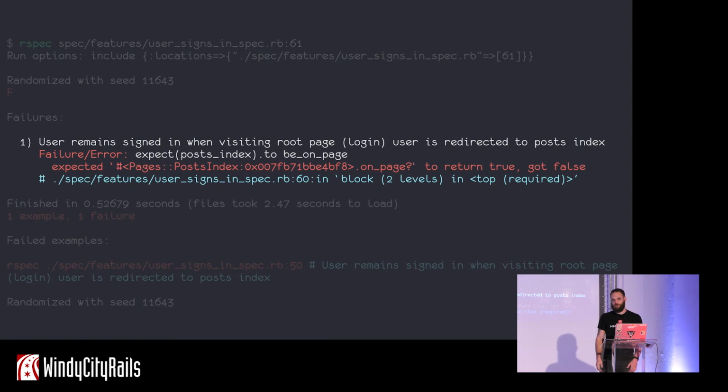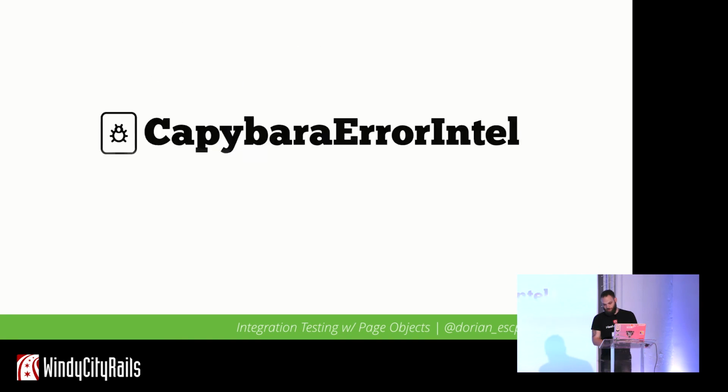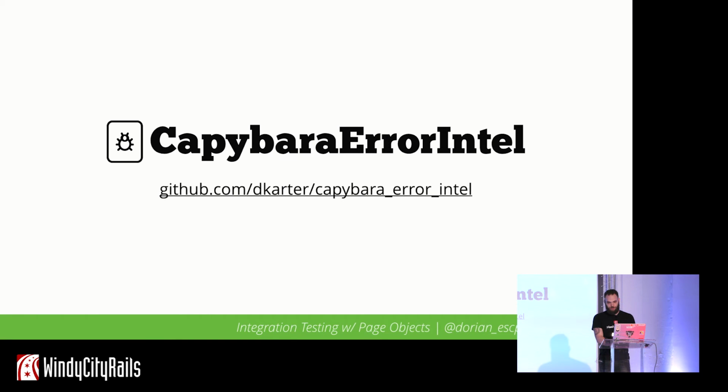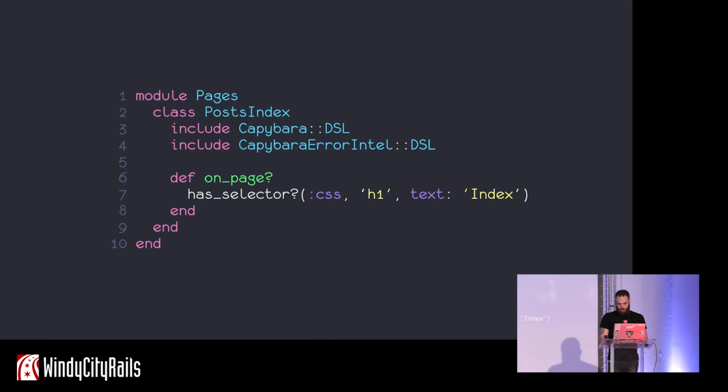Capybara is known for having great heuristic error messages, which tell us something like, I expected this h1 to be on the page, but did not find it, but I found something similar that matched partially. So I built something called Capybara error intel. It's a simple thing that you just include right after Capybara DSL. It's about 30 lines of code, so don't worry that you're adding some heavy dependency. It's really, really simple.